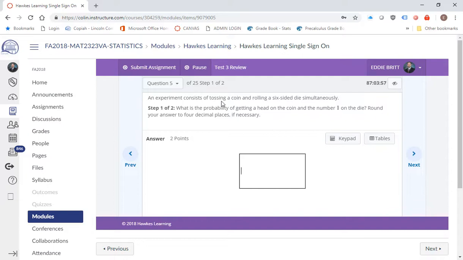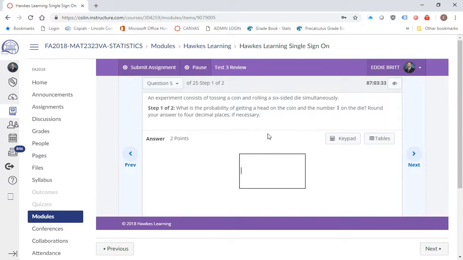Alright, now this experiment consists of tossing a coin and rolling a 6-sided die simultaneously. A 6-sided die is just one. A lot of people get used to the word dice because usually you roll more than one, but a die is just one of those. What's the probability of getting a head on the coin and the number 1 on the die?